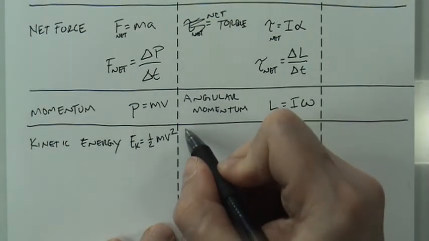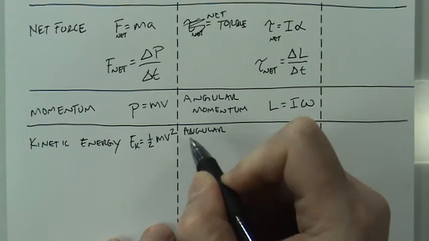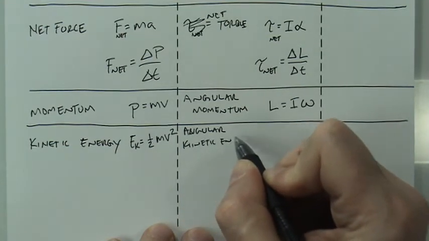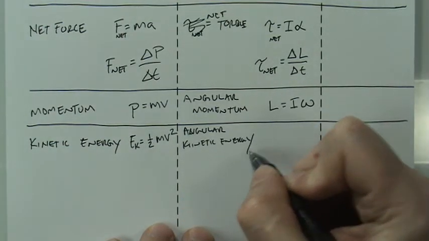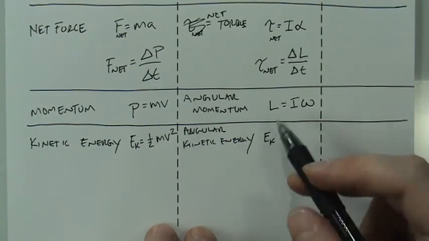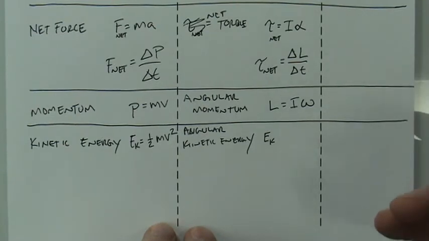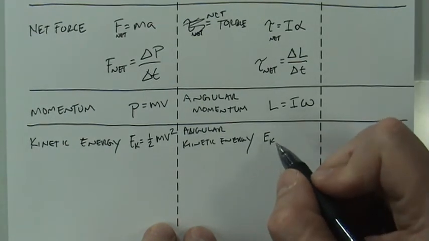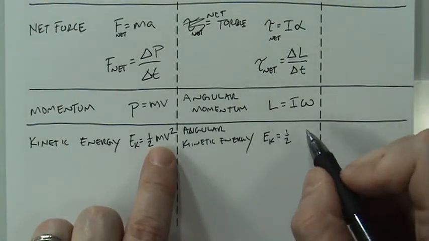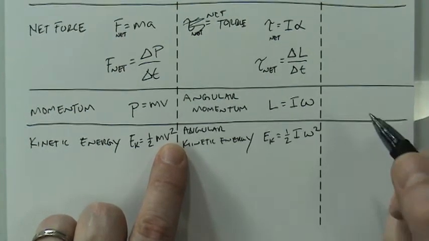So there is something called angular kinetic energy. Its symbol is actually still just EK. So this is one of the few symbols where we are not going to change it. Energy is energy. Doesn't really matter whether it's angular or otherwise. But we do need to translate the formula. So 1/2, the equivalent of m is I, and the equivalent of v would be omega squared.